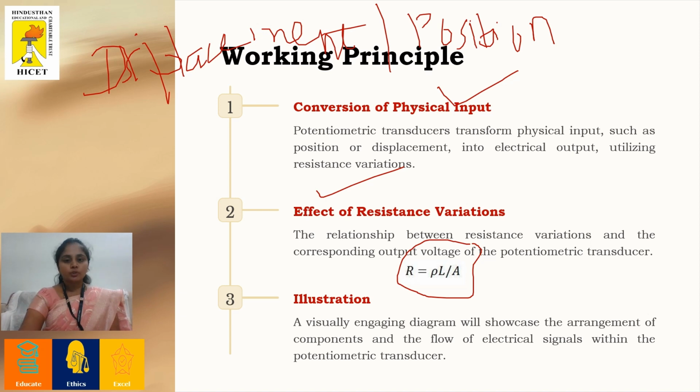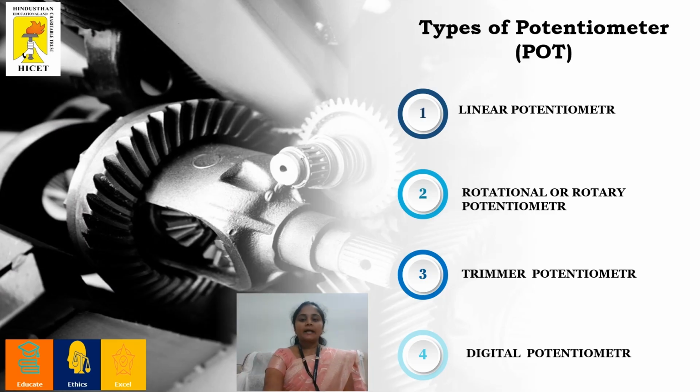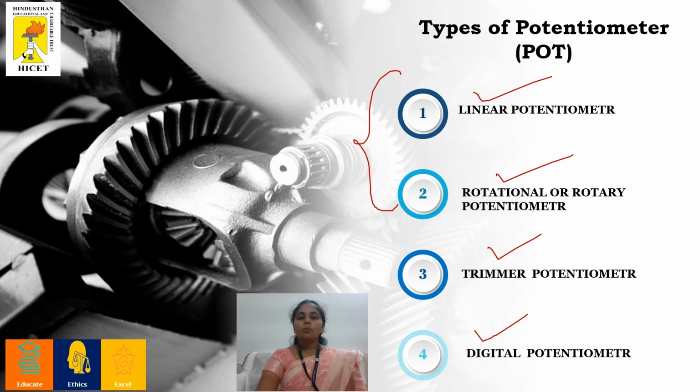In potentiometers, there are different categories: linear potentiometer, rotational potentiometer, trimmer potentiometer and digital potentiometer. Out of all the four potentiometers, we are going to concentrate on two. One is the linear potentiometer, the other one is the rotational potentiometer.